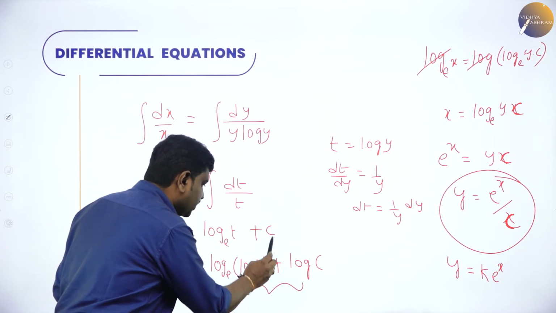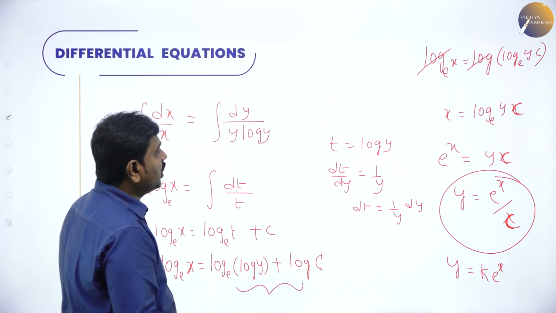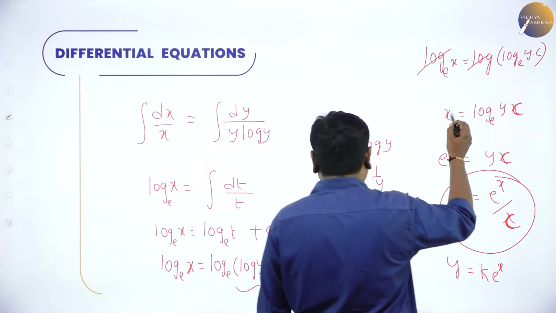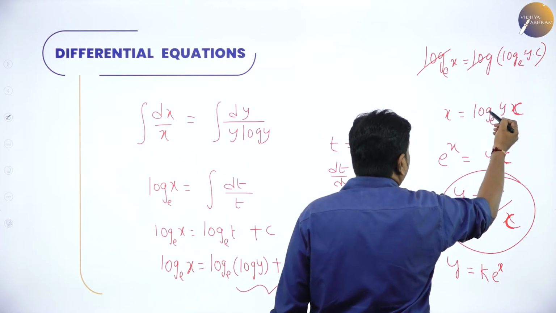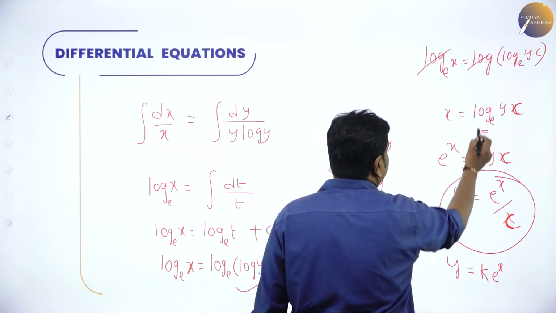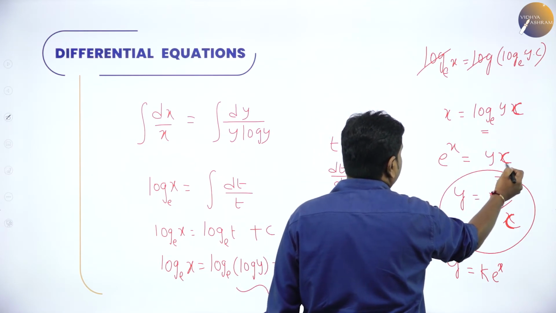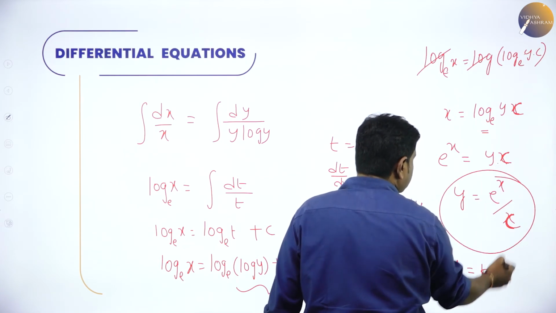So here every term is log. Instead of c, write log of constant. Log a plus log b is log a into b. So log a into b means log of log y into c. Log cancels. X is equal to log yc. If I want to remove this log, take exponential. E power x is equal to just yc. And we need y is equal to e power x by c. 1 by c is other constant.